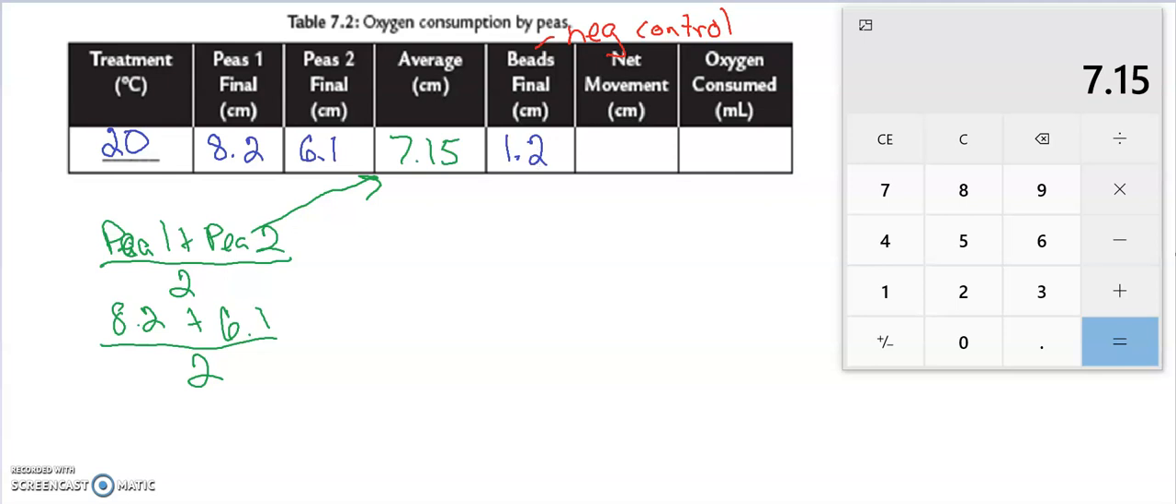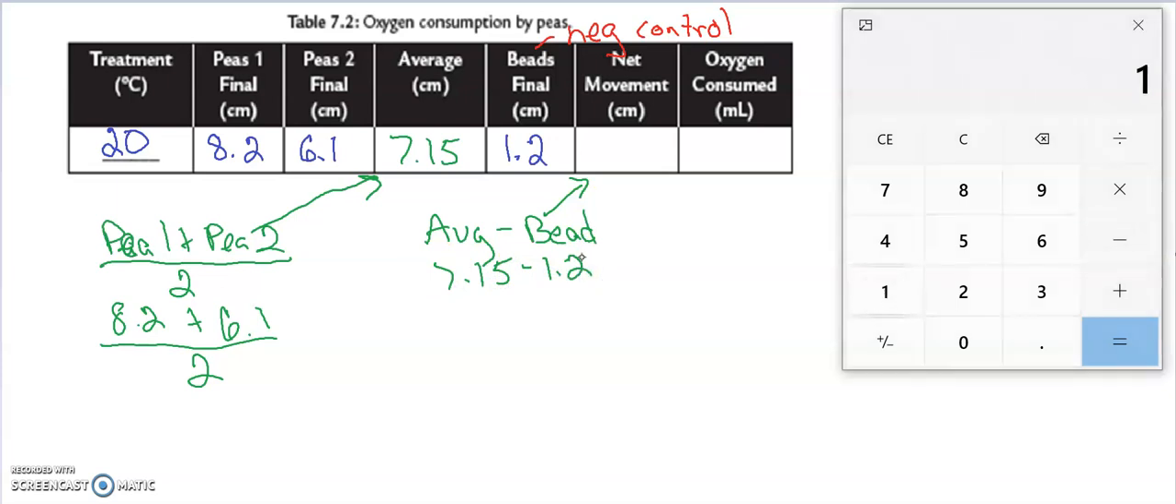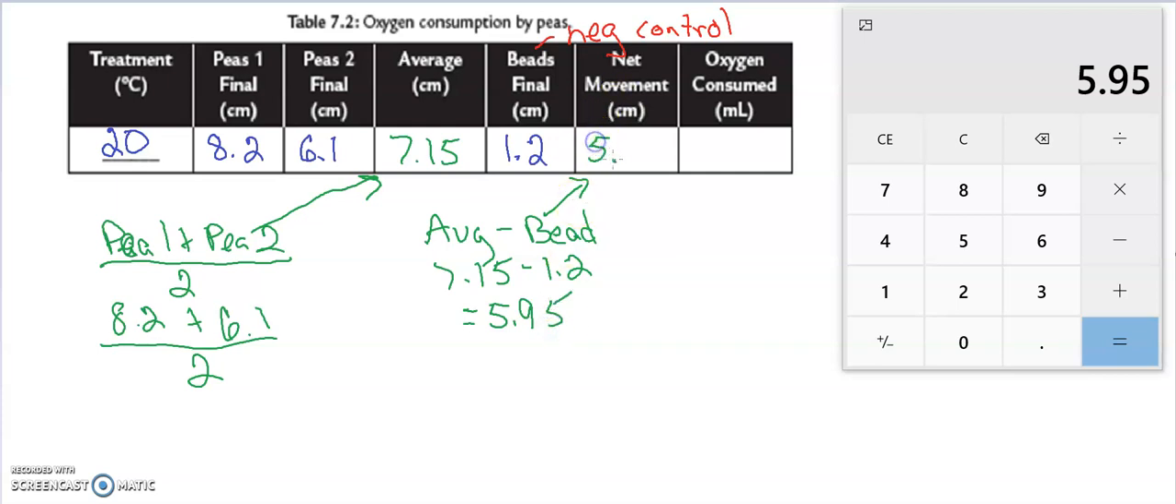So in order to calculate our net movement, we need to take our average minus the beads. So we will take 7.15 minus 1.2. So 7.15 minus 1.2 gives us a total of 5.95, which we will put into this box here. So now we have our net movement, right? That's how many centimeters that the dye moved for our experiment, right? With all of the data kind of taken into account.